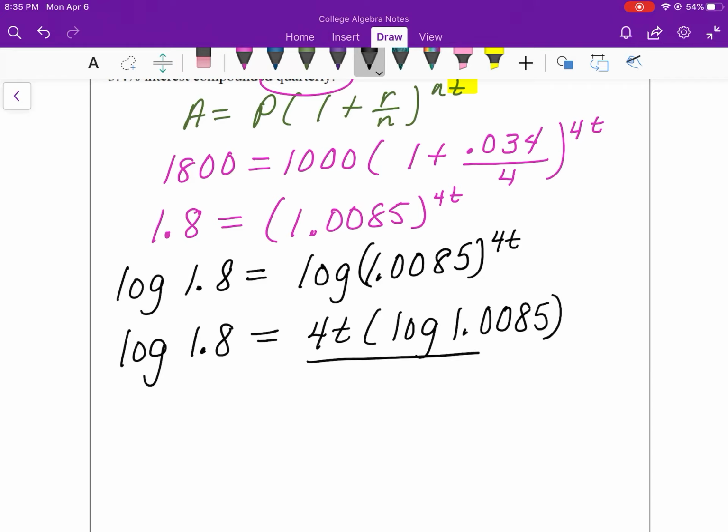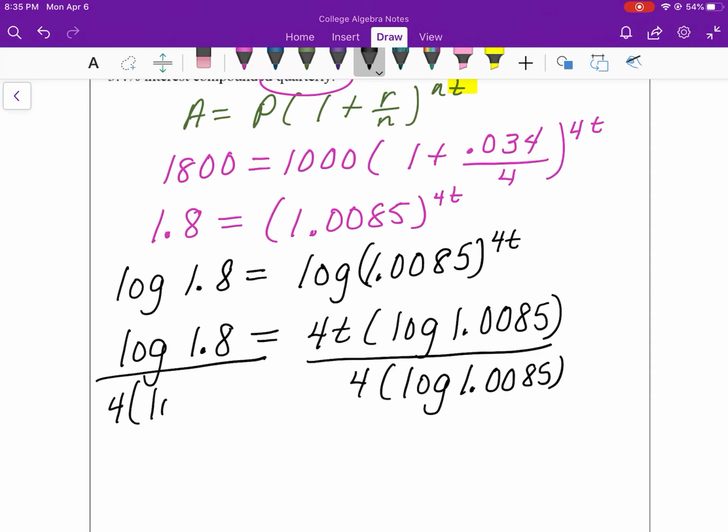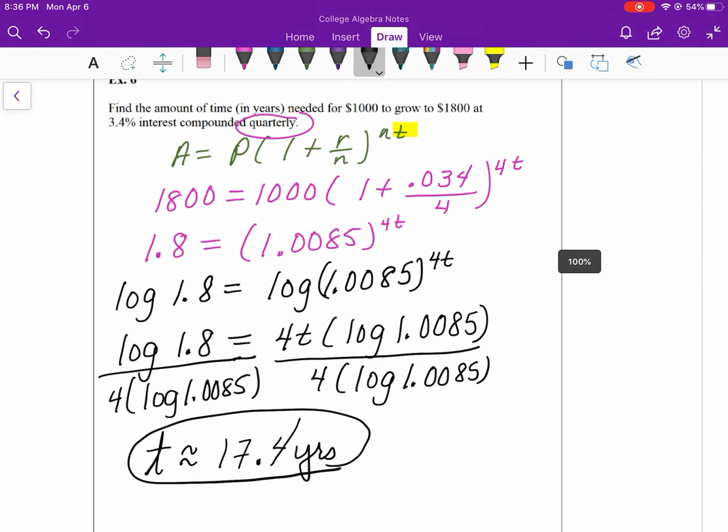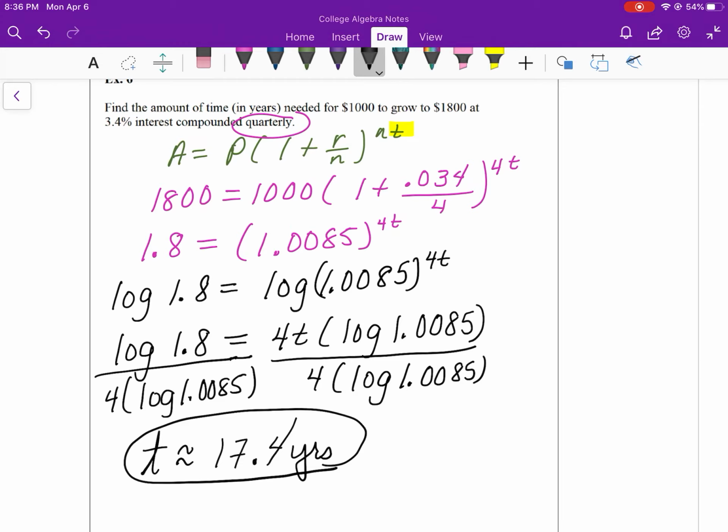And then if I want to solve for time, and then I'm going to be putting all of that right into my calculator. And that's roughly 17.4 years. So that's how long it's going to take your money to grow $800 with 3.4% compounded quarterly.